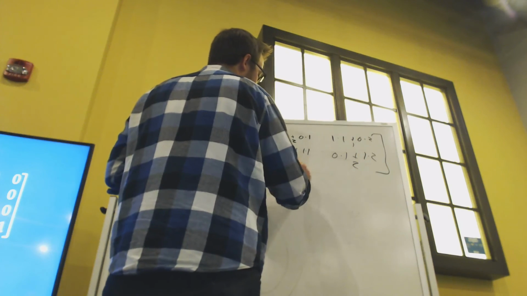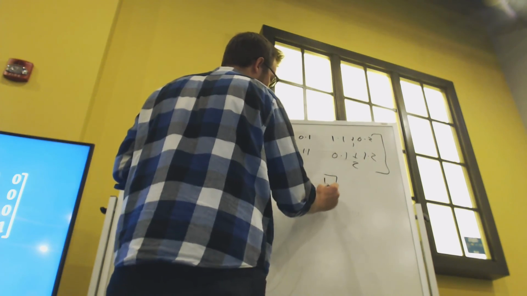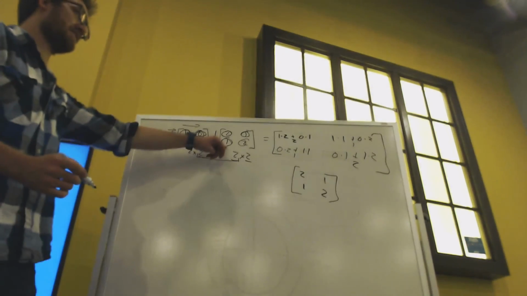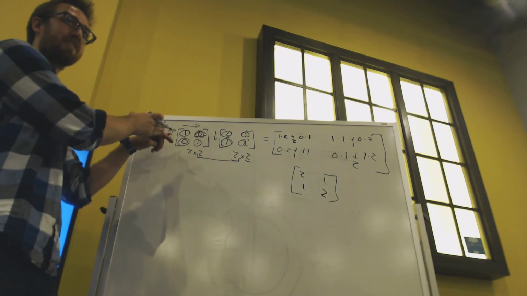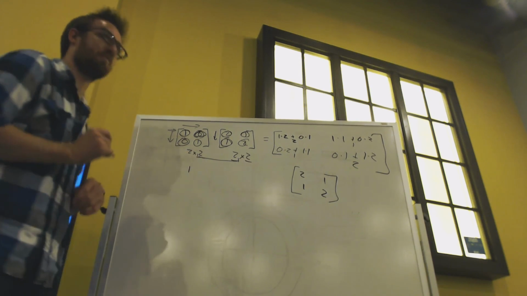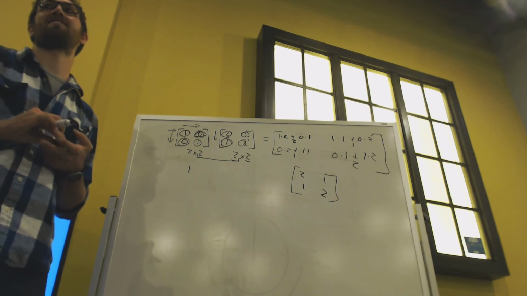And so our final matrix ends up coming out to 2, 1, 1, 2, which is the exact same thing that we started out with, which makes sense because we started with the identity matrix, which is kind of like multiplying everything by 1. That sort of makes sense.